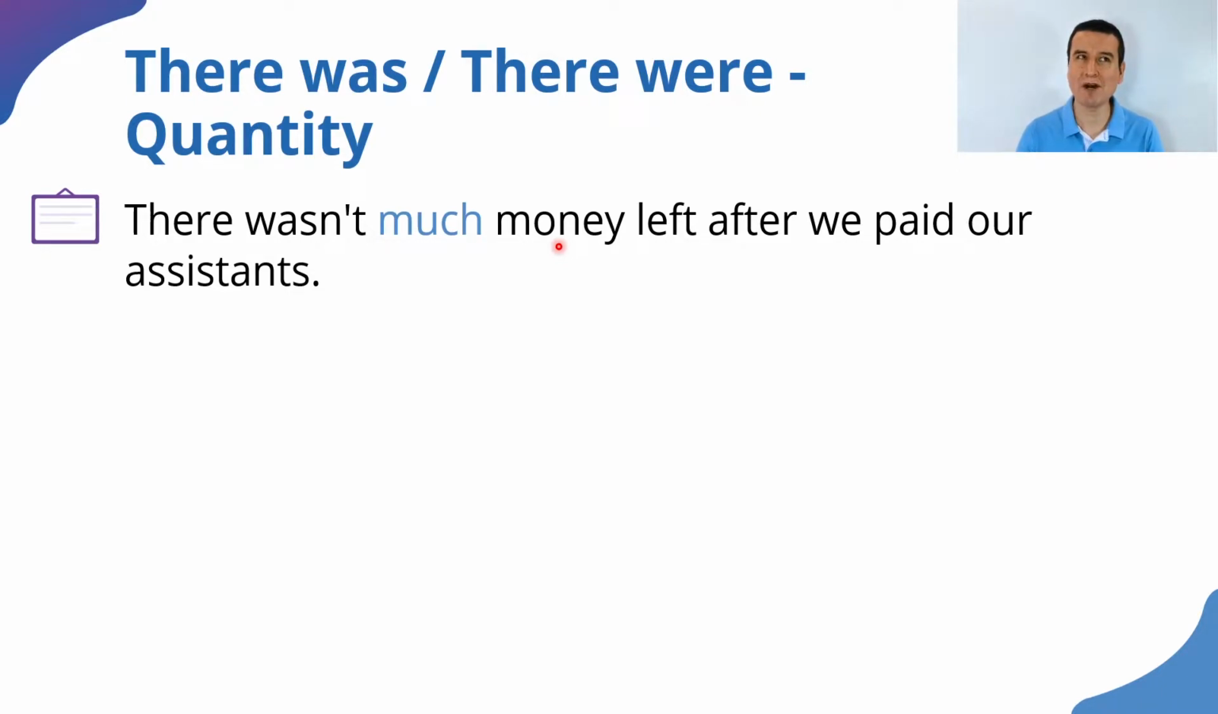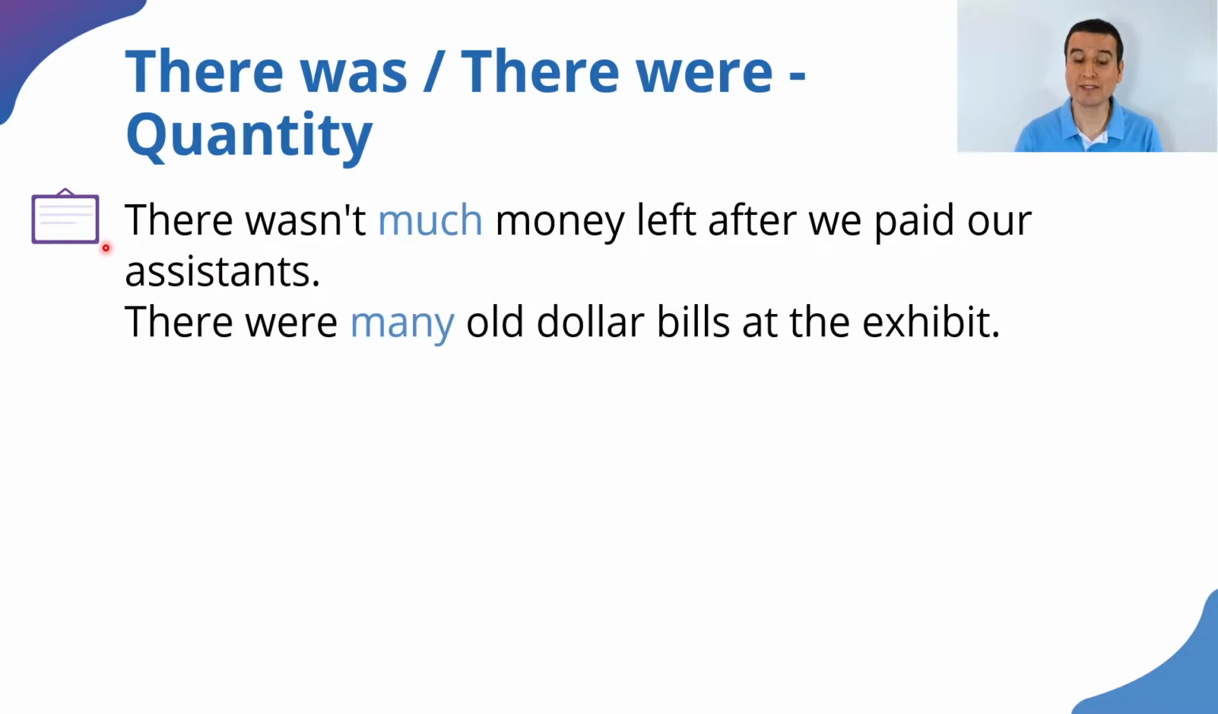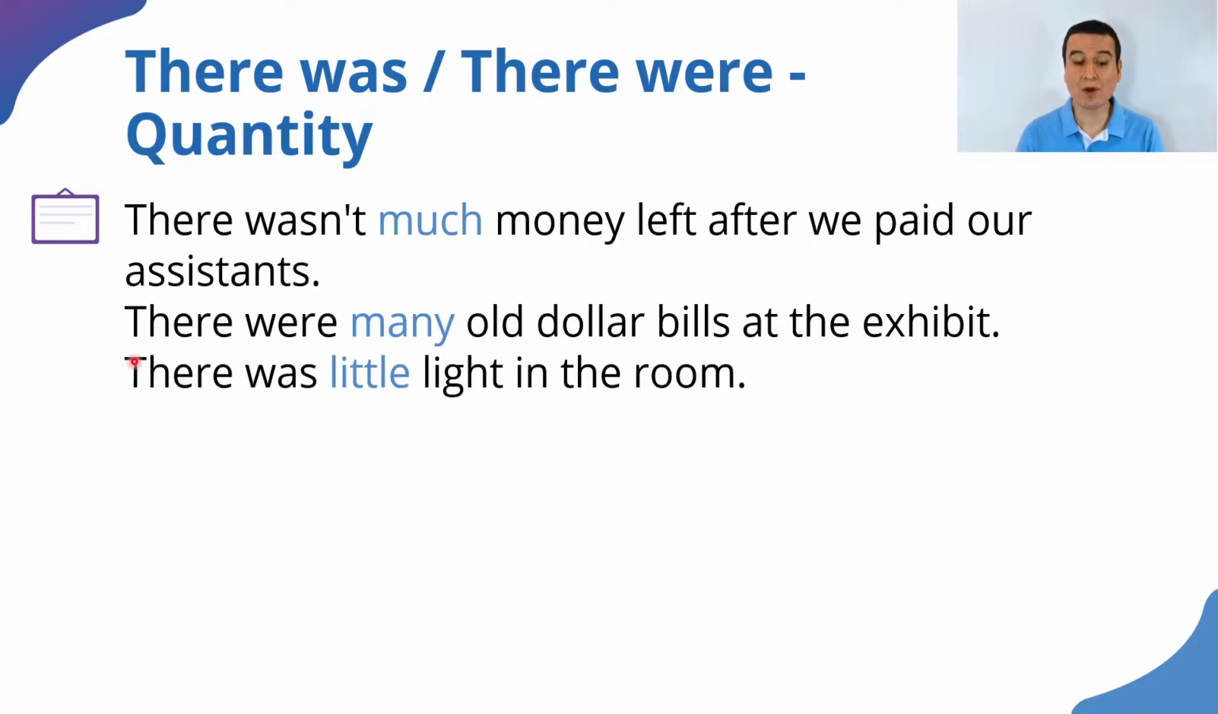We don't say, I have one money, two monies. No, I have pesos, but I don't have two monies. I have 2 pesos, but I know I don't have 2 monies, right? There were many old dollar bills at the exhibit. Dollar bills. So I can count dollar bills, but not money. So we say there were many. All right. There were many old dollar bills at the exhibit. There was little light in the room. There was, we use singular because light is singular. And for that we use little. Little because we cannot quantify light.